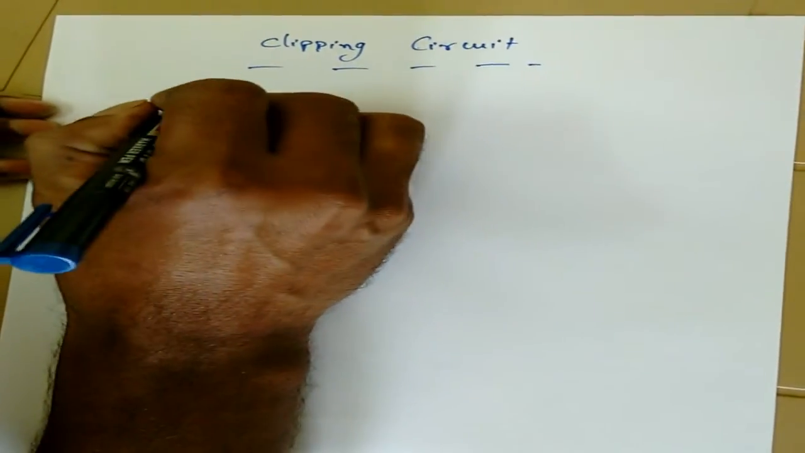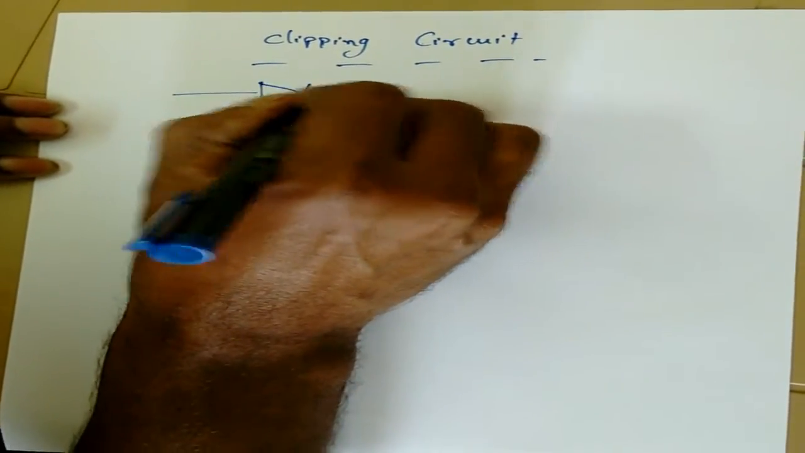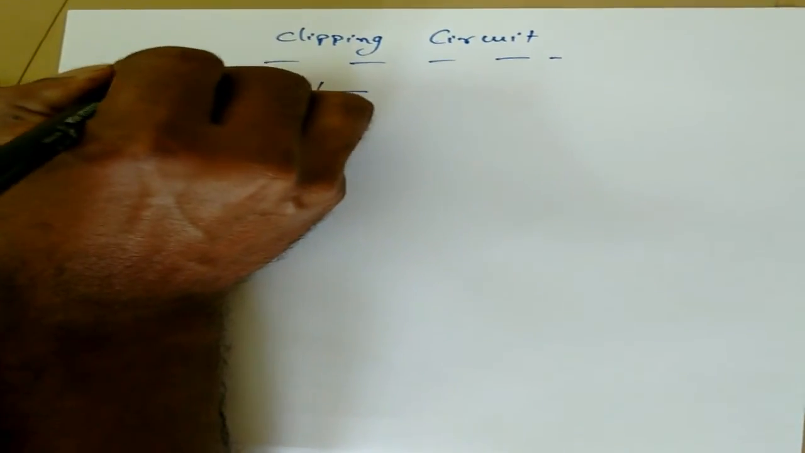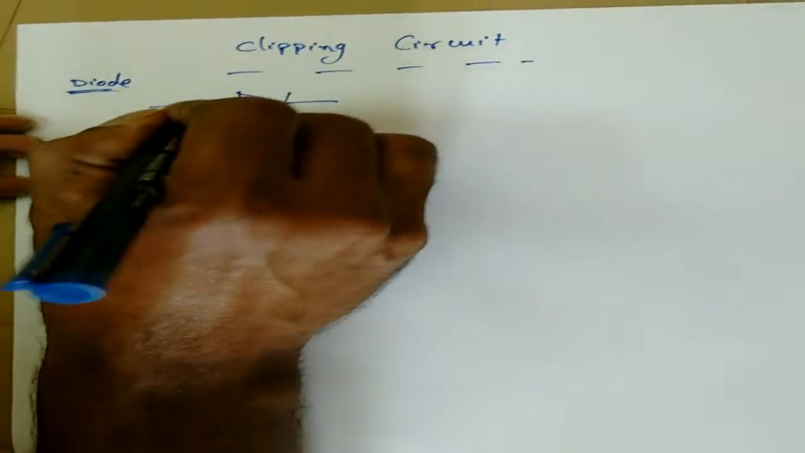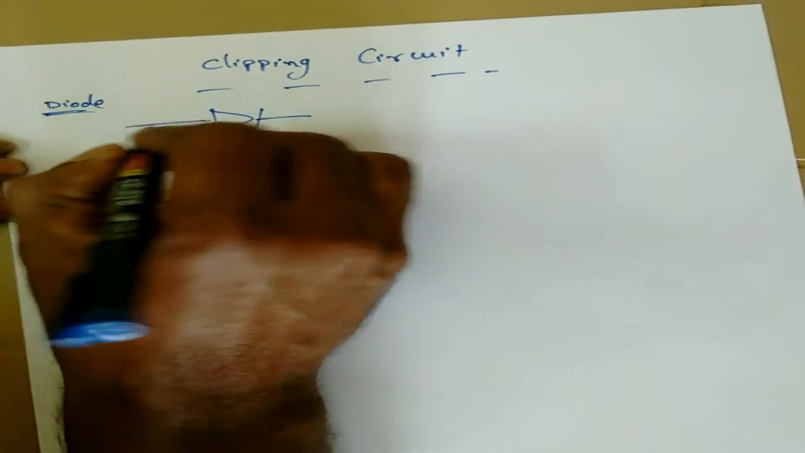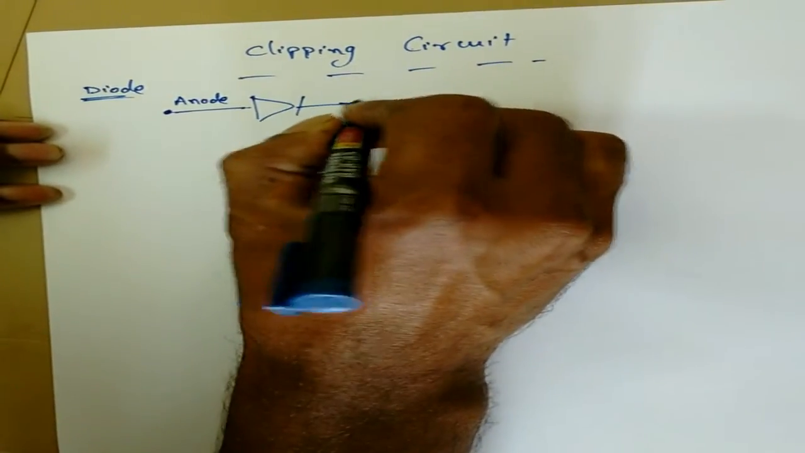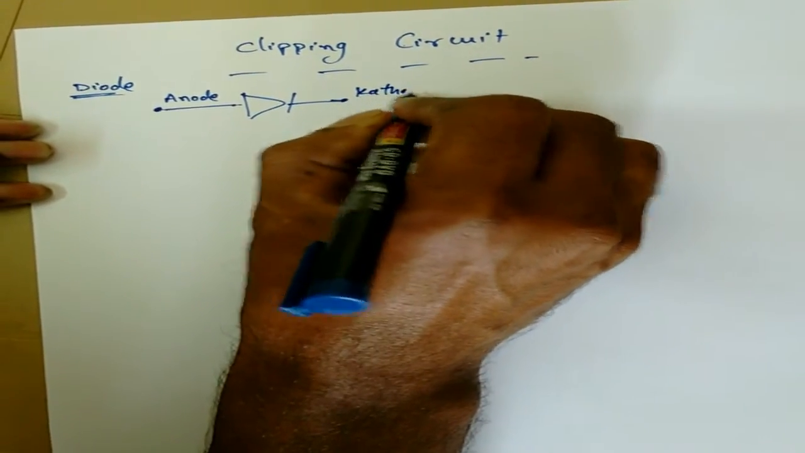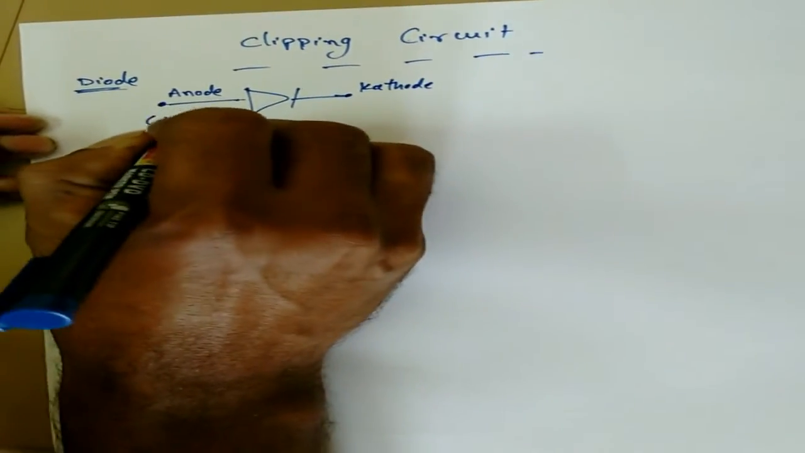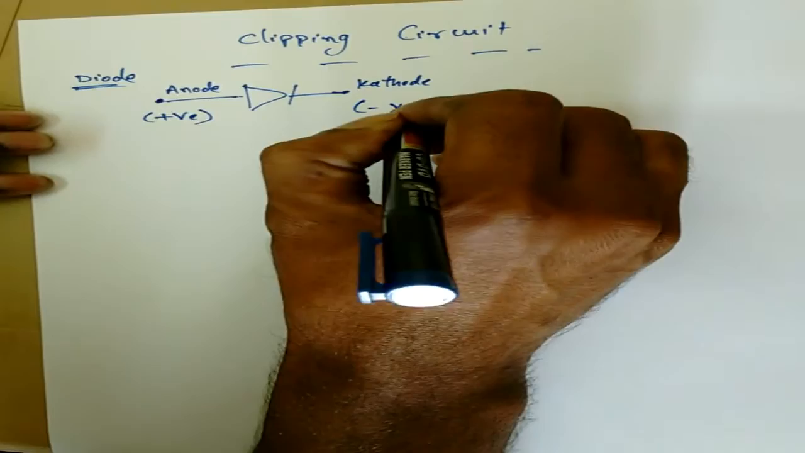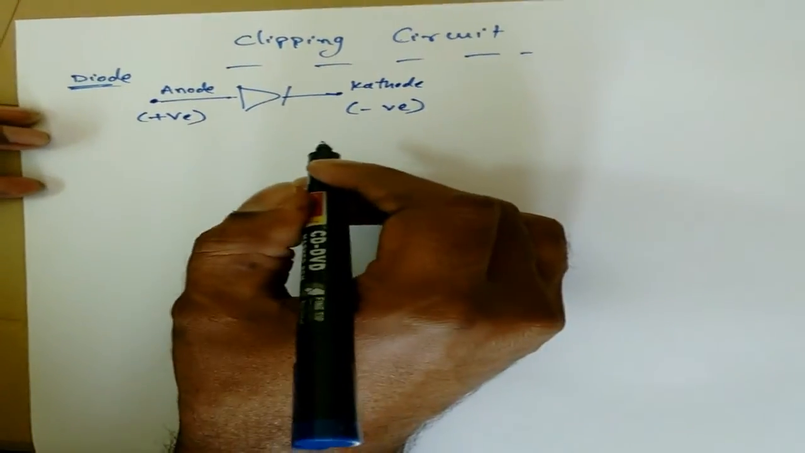diode. So the diode symbol is like this, a diode. It will have two terminals, that's why it is called a diode. It will have an anode, and the other terminal is the cathode. In a general way, we can say this is the positive terminal and this is the negative terminal, right?